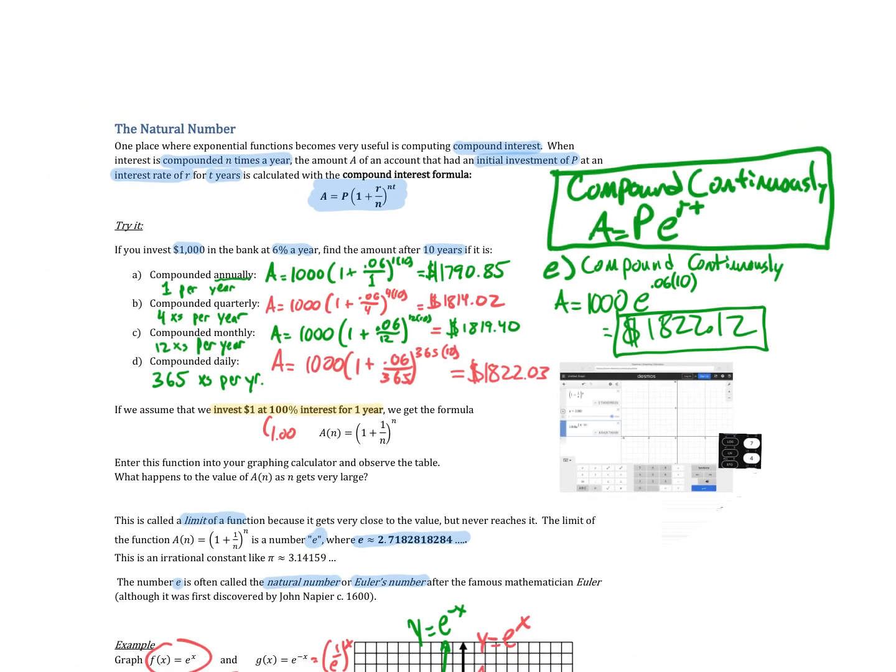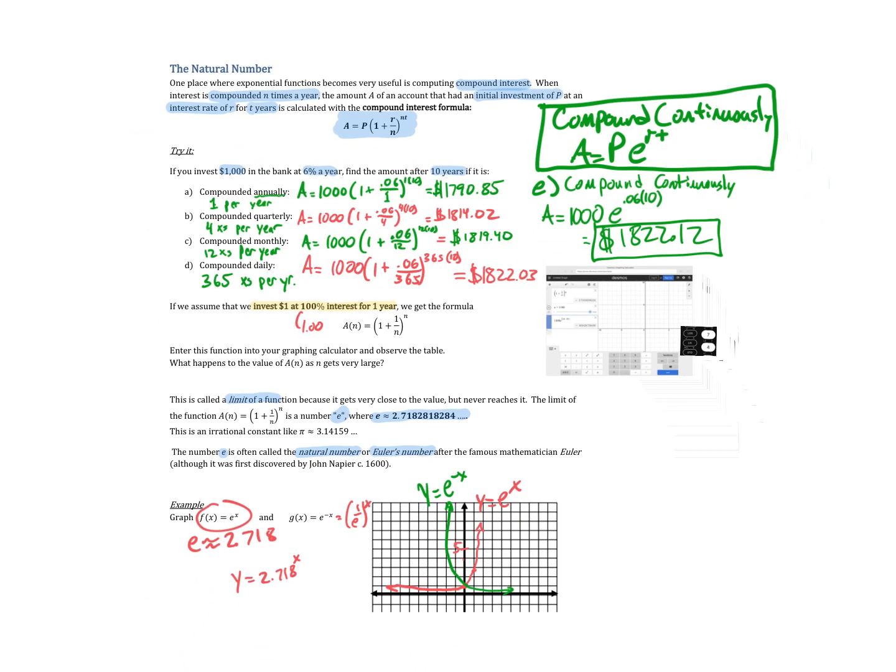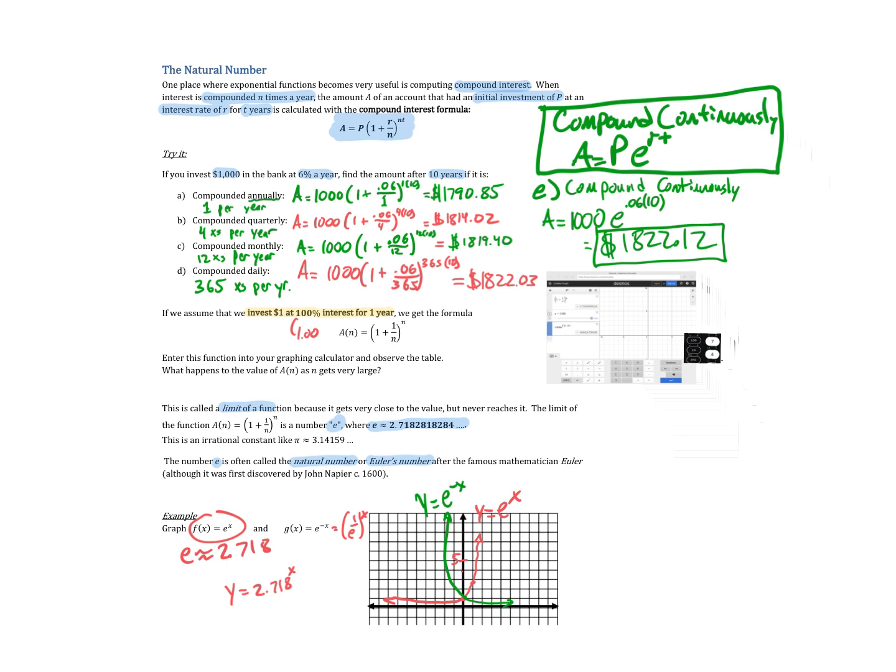So the moral of the story is this: banks now always just use compound continuously. I should say almost always, but that's the key, because that's the best we can do, and that's just the common standard now. So, all right, well, hope that helps, and good luck working with exponentials.